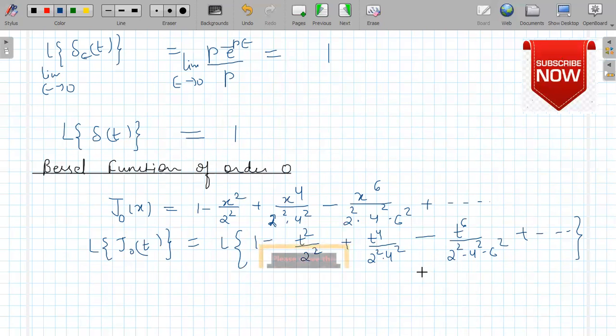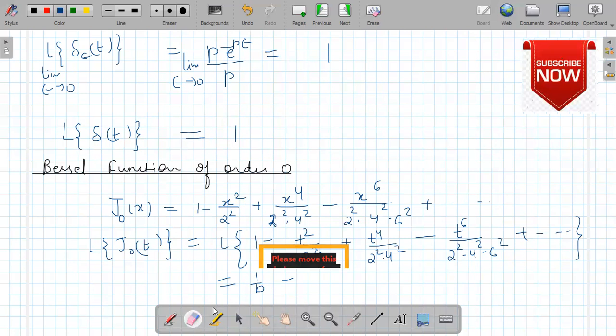Laplace of 1 is obviously 1 upon p. I am knowing it directly. I am not writing here by linearity property, but you should write it in your exam. Let me do it on the next page, there is no space here.